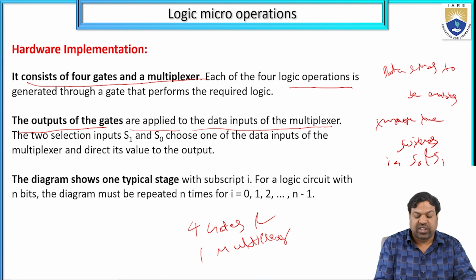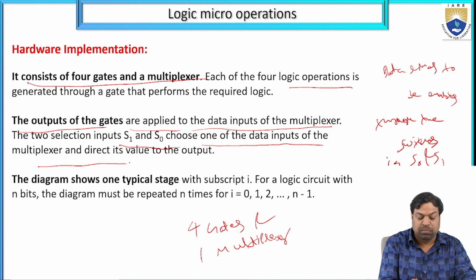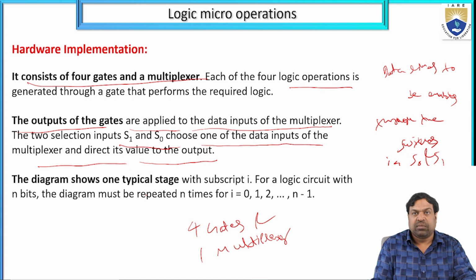These 2 selection lines S1 and S0 direct the values to the output. And the diagram shows the logic circuit with n bits, and the diagram must be represented n times for i equal to 0 to n minus 1.